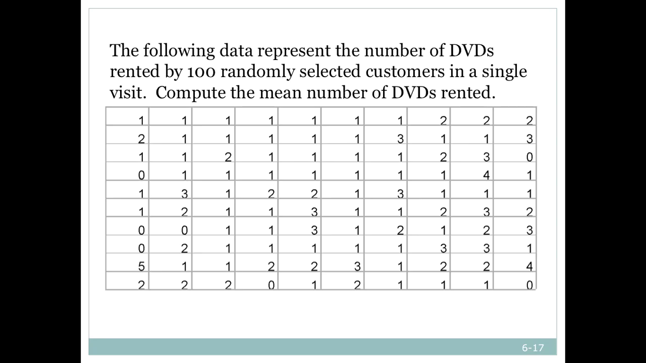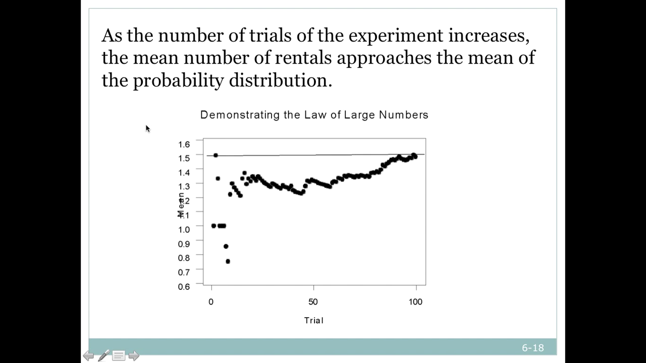So if we take a look at this in kind of a visual sense, we have data here. It represents the number of DVDs rented, so it's kind of that same data that we were talking about. We know that the true mean is 1.49. But in this example, the first observation that we got for those 100 randomly selected customers was just a value of 1. So we put trials along the x-axis and the average along the y-axis. At the very first trial, we have a mean of 1.